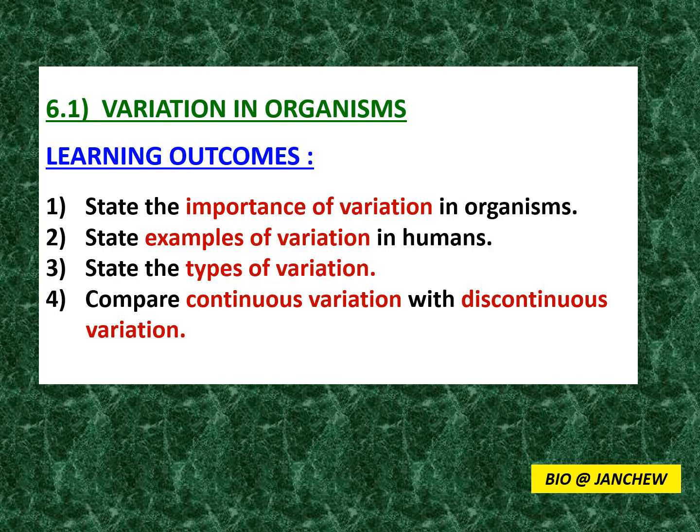The learning outcomes for this video are as follows. After this lesson, you should be able to state the importance of variation in organisms. Secondly, be able to state examples of variation in humans. Thirdly, be able to state the types of variation. And fourthly, be able to compare and contrast continuous variation with discontinuous variation.